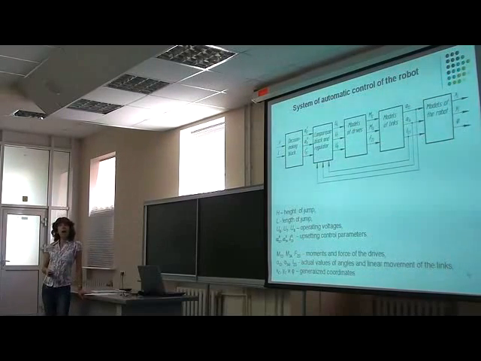the comparison block. The regulator forms operating voltages submitted to the drives, and the resulting moments and force provide rotational and linear movement of the links of the robot body through the angles and the distance which have actual values. That leads to a change of the general coordinates of the robot body.